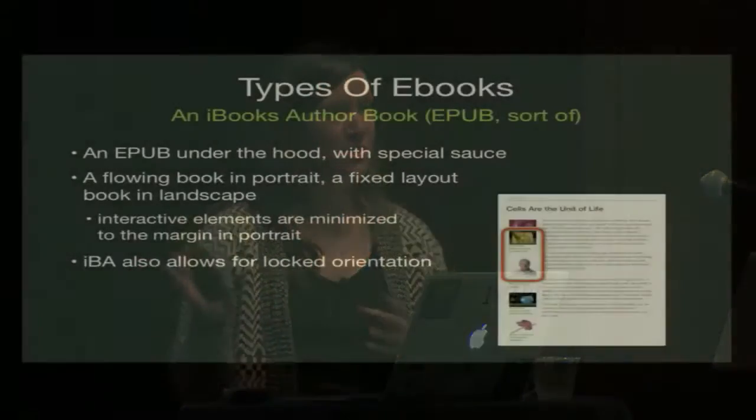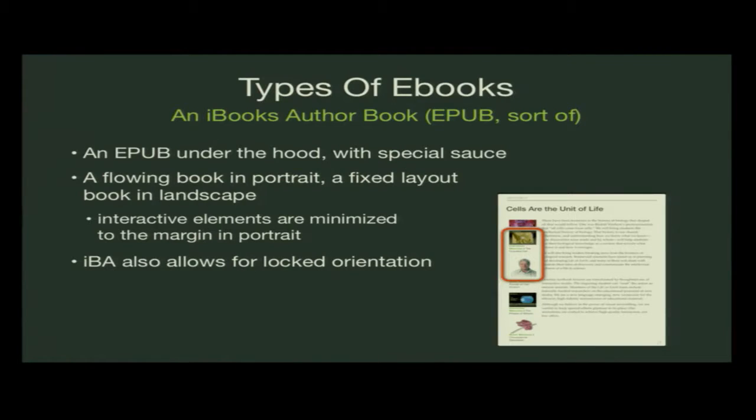iBooks Author also allows you to create a book that is locked to a certain orientation. And I think that this feature, where it was sort of both types of EPUB in one, like a flowing EPUB in portrait and a fixed layout EPUB in landscape, was a feature that was attractive to a lot of people in the beginning. But now, as I look at more and more books that are created with iBooks Author, I'm seeing most of them are locked to one orientation or another.